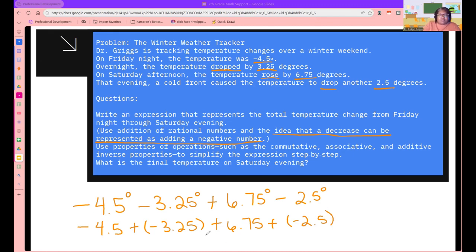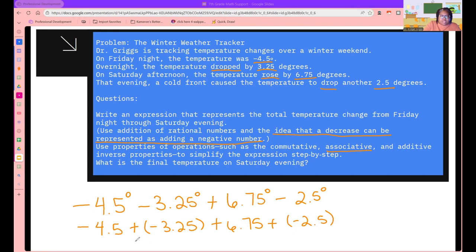Now, when we're looking at integers, positive and negative is still going to give me a negative. So I have not changed the value here. I've just made it into adding the negative number instead of doing the subtraction. Same thing here. This subtraction is the same as this because a positive times a negative is a negative. So we're still doing the same thing. Now, we are going to use the associative property because you can use that with addition. And we're going to move some things around.